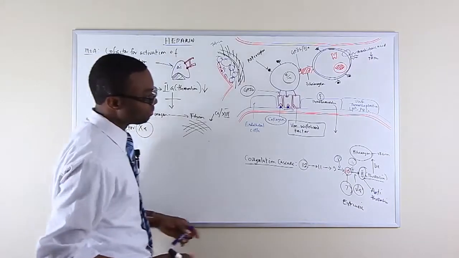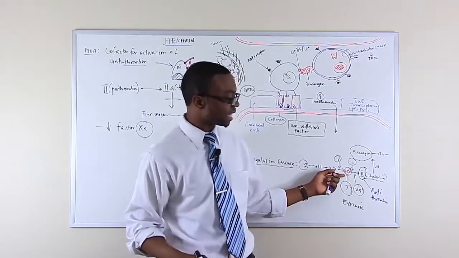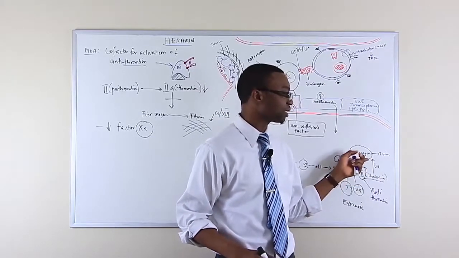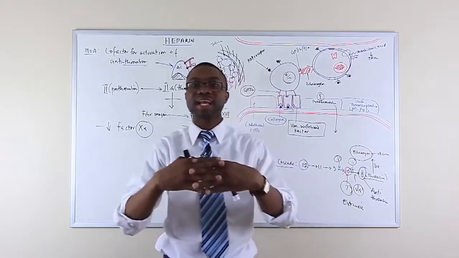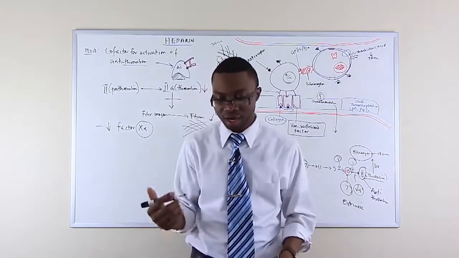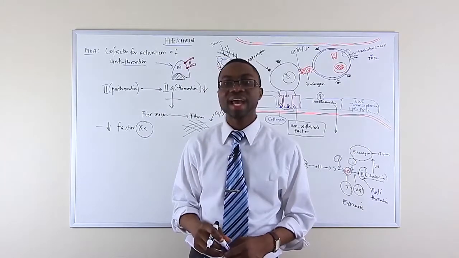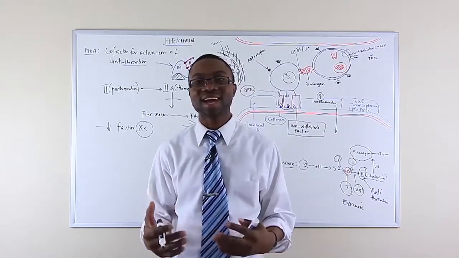Wait a minute, that's a big deal. If I don't have factor 10A, I can't make thrombin. If I can't make thrombin, I can't make fibrinogen, I can't make fibrin. I can't make a nice mesh. I cannot form a clot. That is the mechanism of heparin, and its job is to act as an anticoagulant.